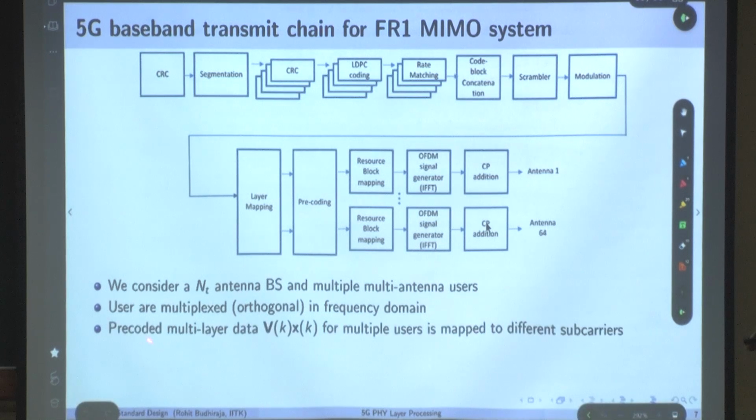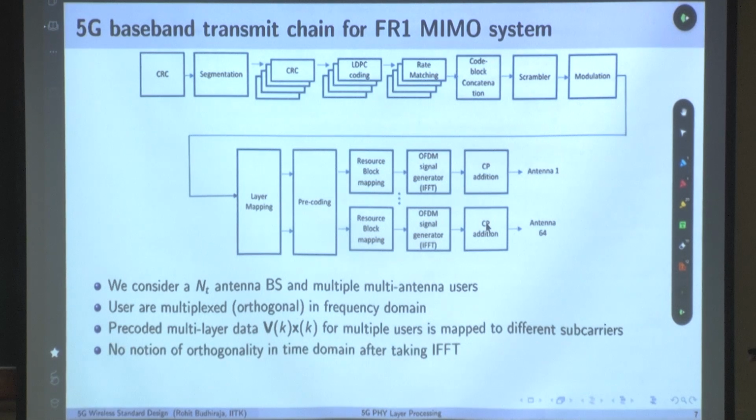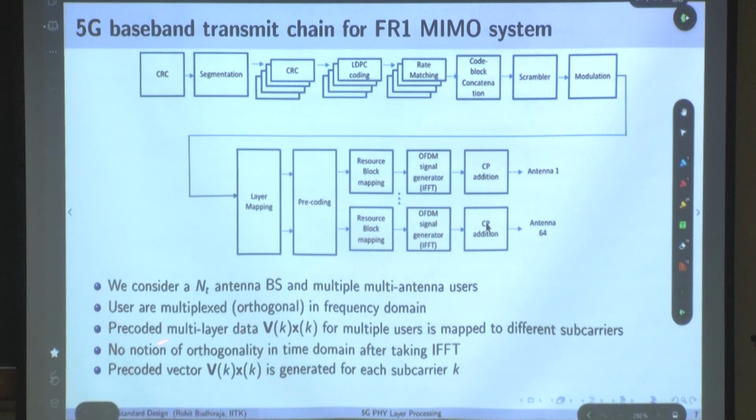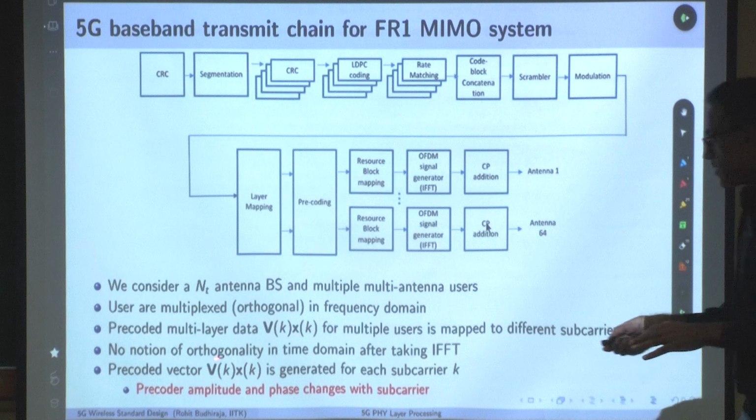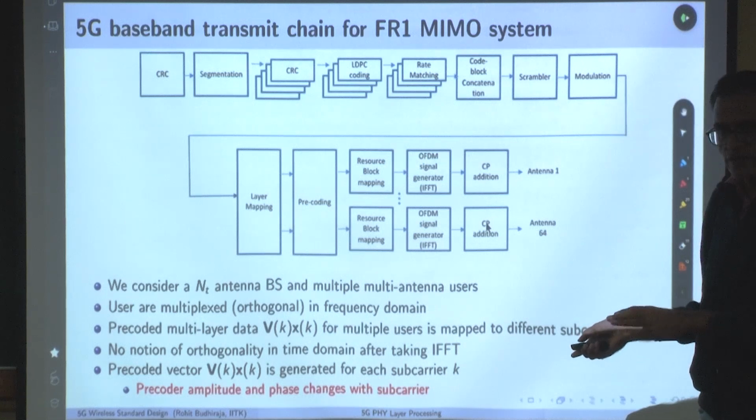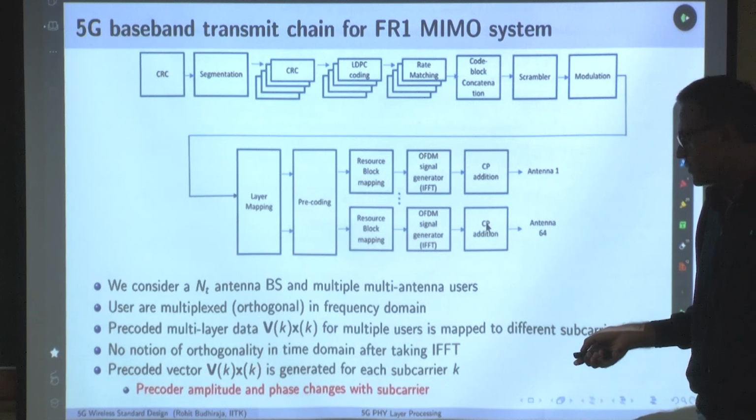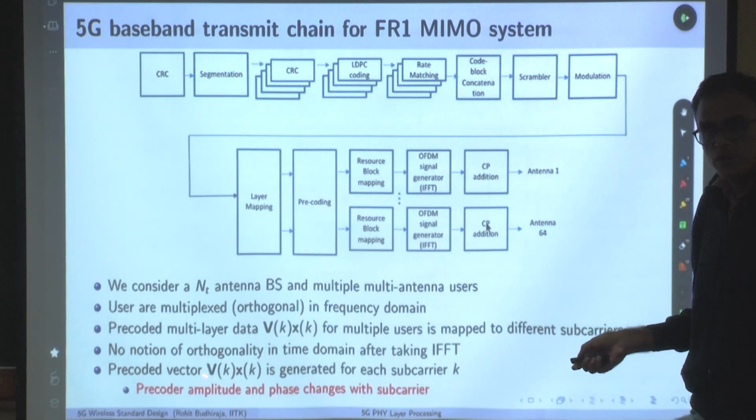Pre-coded multi-layer data for multiple users is mapped to different resource blocks. So there is no notion of orthogonality in the time domain after taking the IFFT. The pre-coded vector is generated for each subcarrier. We learned that. Then what happens after that? Look at this, that's where you have to focus. Vk into xk. What is contained in the precoder?